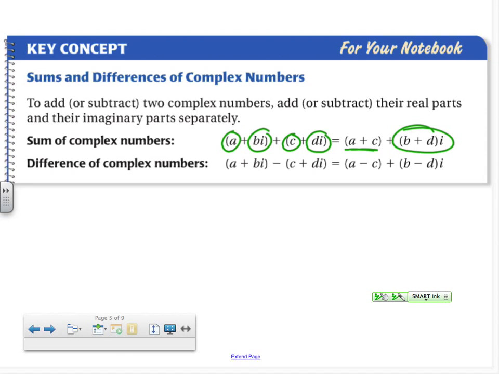And then for difference, you're going to do the same thing. You're going to combine your like terms, combine your real components, and combine your imaginary components. Treat it like a variable, even though it's not, it's a number, but you're still going to have like components, your imaginary components and your real components.